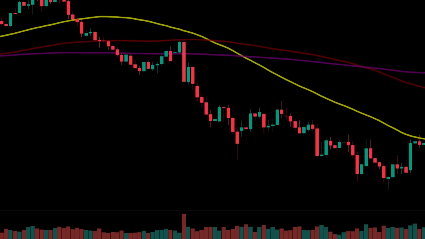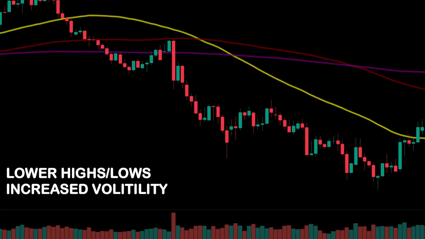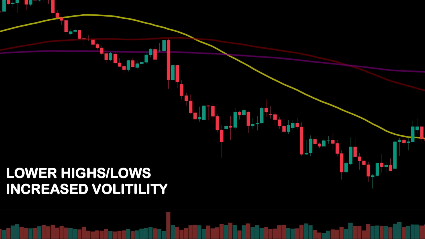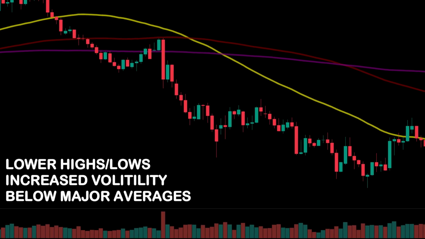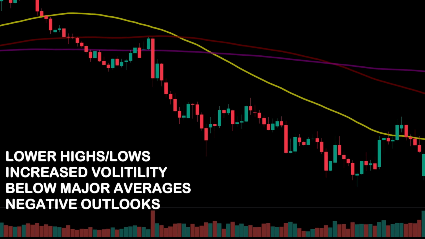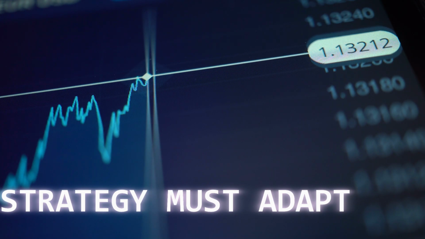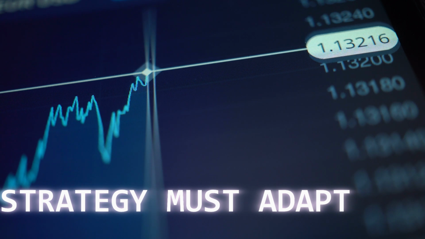But on the flip side of that, we have bear markets. We have lower highs and we have lower lows. We're going to see increased volatility and sharp downward moves. You're going to see price consistently trading below the major averages. You're going to see negative sentiment and increased selling pressure. And your strategy has to adapt to each of these different conditions.